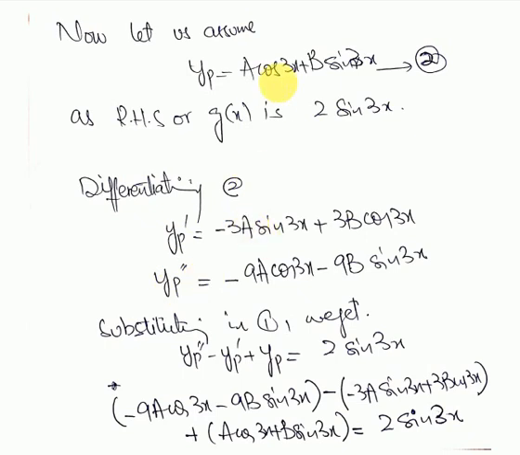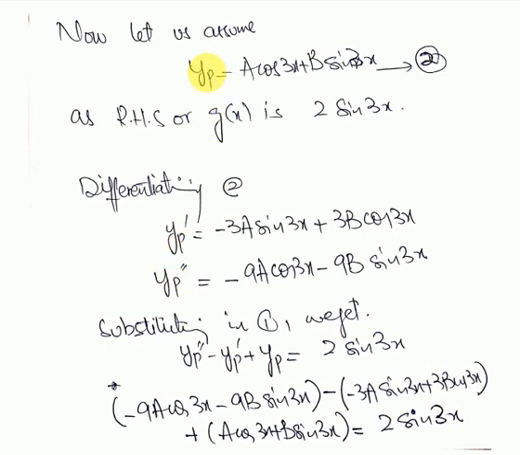Again differentiating it will give yp double dash, where 3 is again the constant, so this is equal to minus 9a cos 3x minus 9b sin 3x. You people can also solve it by hand. We have found the first and second derivative of yp.